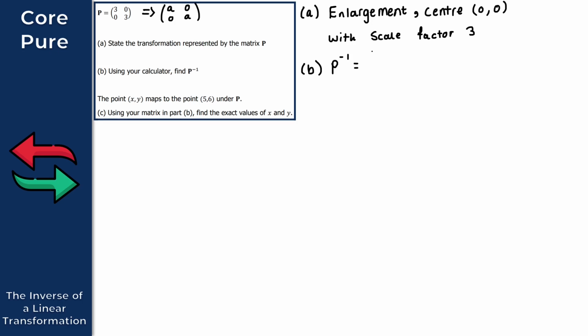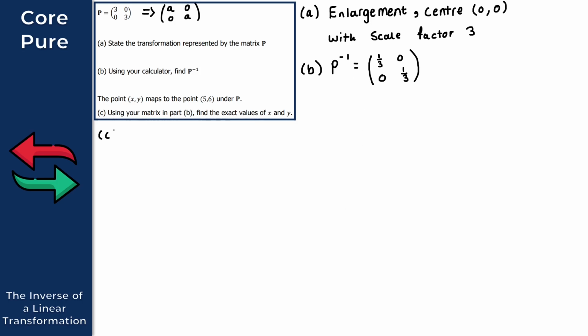So what we get then, if we just use our calculator to do this, again, we get another 2 by 2 matrix. So we get 1 over 3, 0, 0, and then finally 1 over 3 there. Okay. And there we have it. So nice and straightforward. That gives us P inverse there.